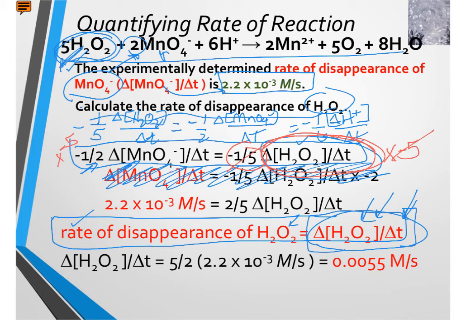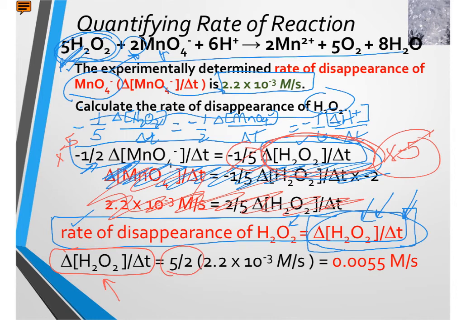When you multiply both sides by minus 5, you end up with the rate of disappearance of hydrogen peroxide is 5/2, because we have 5/2, the negatives cancel out, times the given rate for permanganate, which is 2.2 times 10 to the minus 3.